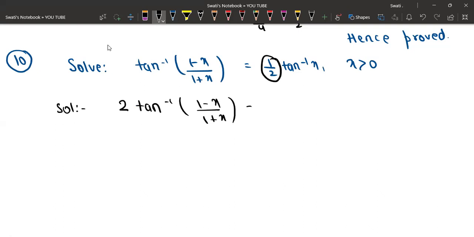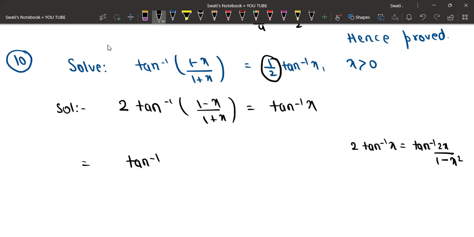So 2 will get multiplied here, and this tan inverse x as it is, right? Now there is a formula that we know for 2 tan inverse x, and the formula for 2 tan inverse x is tan inverse 2x upon 1 minus x squared. So using this formula, this will become tan inverse 2x. So 2 times, what is the value of x? The value of x is this.